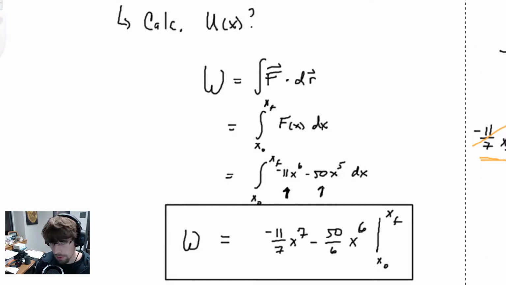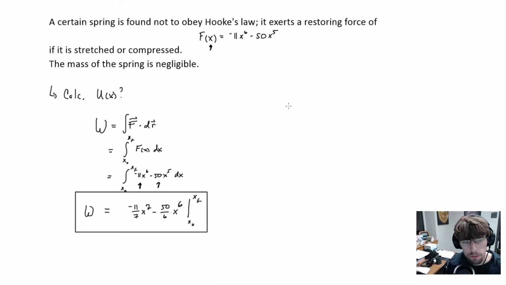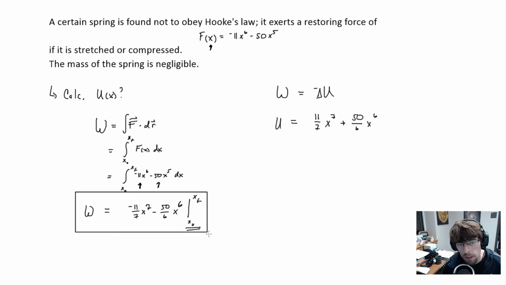Okay. If this is truly a conservative force, then the last thing we do is we recognize for conservative forces, the work is equal to the negative change in potential. In other words, if I want an expression for the potential energy, that would just be 11 over 7 x to the 7th plus 50 over 6 x to the 6th. Cool. Nice. And of course, notice that the delta is coming in from this x final minus x naught.